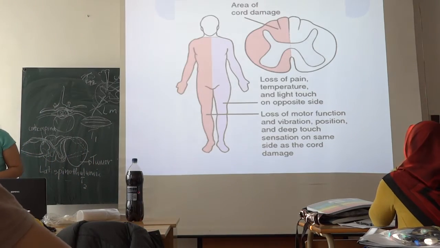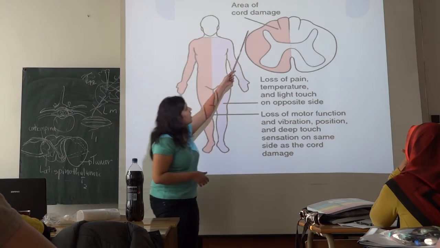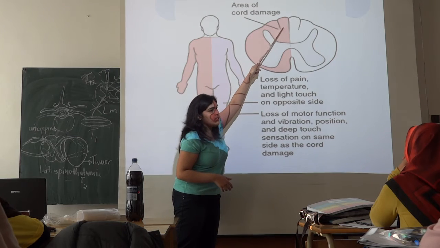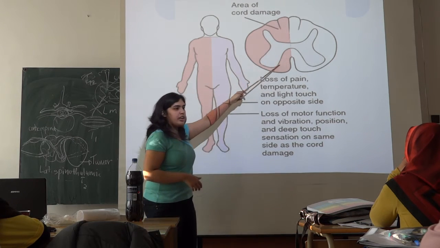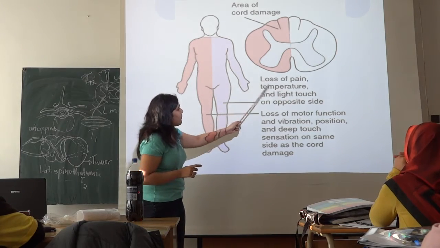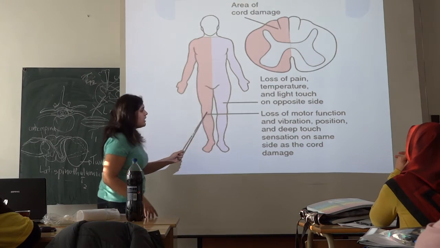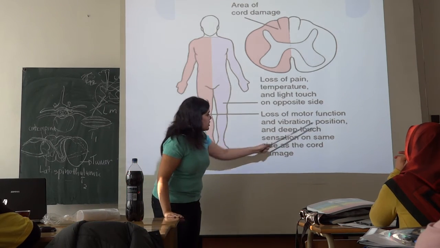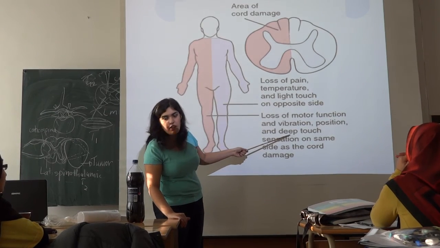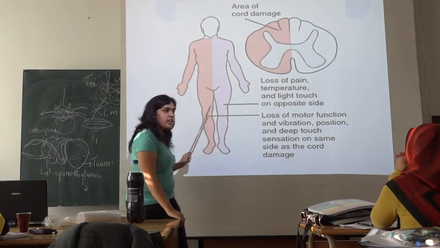Okay? Now this is Brown-Sequard syndrome. That is your whole unilateral spinothalamic, unilateral cord damage. Unilateral, only one side. So, you will have loss of pain and temperature on the opposite side. Okay? And then you have motor function. Vibration and position defect is all dorsal column. Dorsal column supplies these functions. So, that is on the same side. And motor function is also on the same side. Okay?